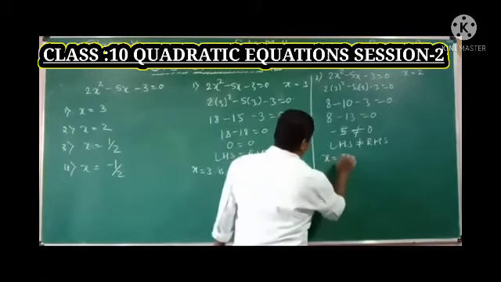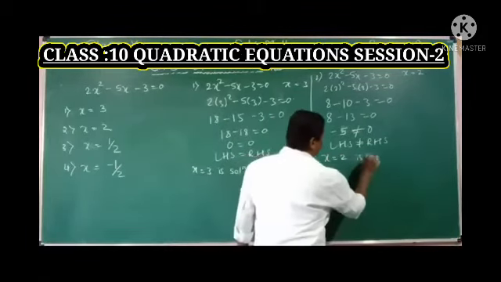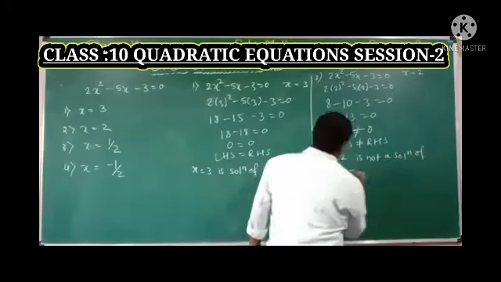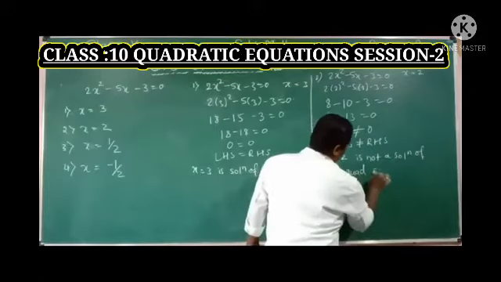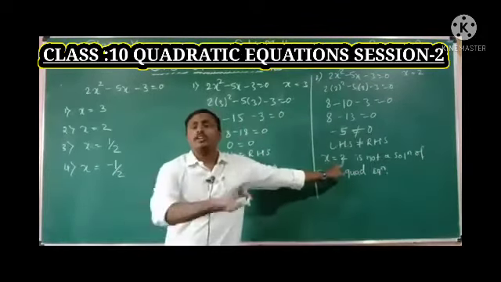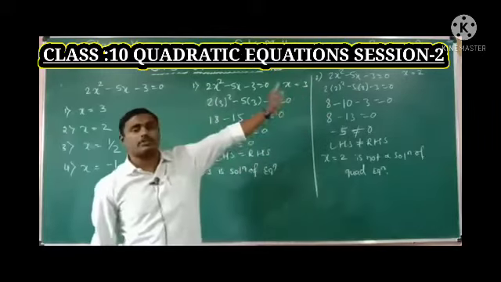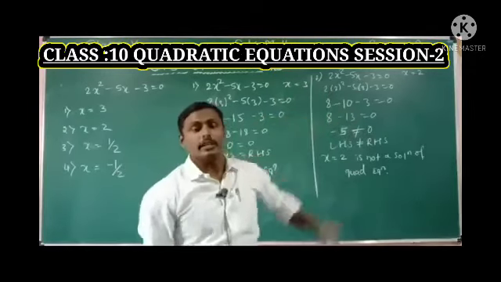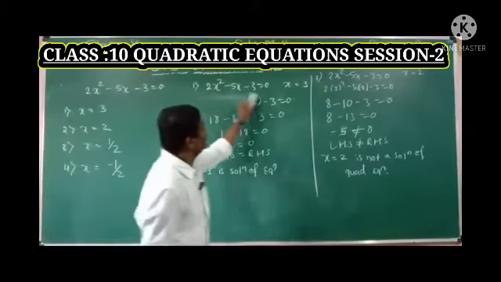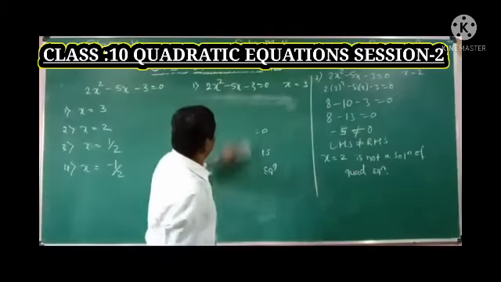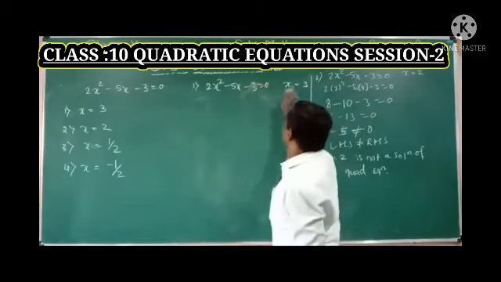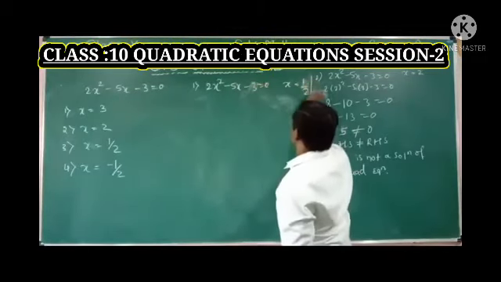So x is equal to 2 is not a solution of the quadratic equation. These 2 will not satisfy the quadratic equation 2x square minus 5x minus 3 is equal to 0. See the third question. The equation becomes the same. So x value is 1 by 2.